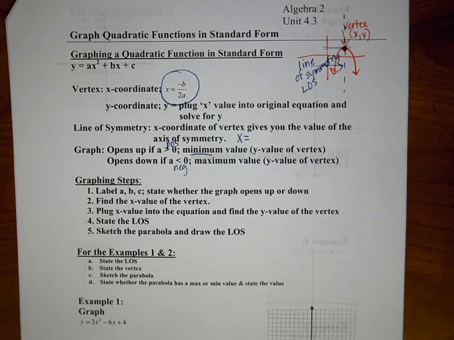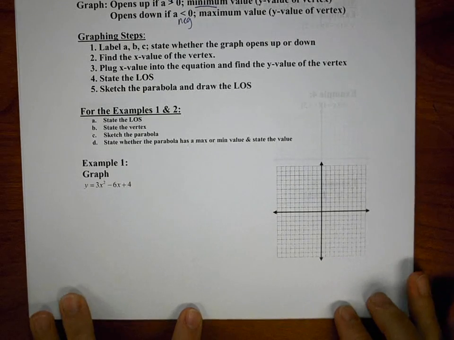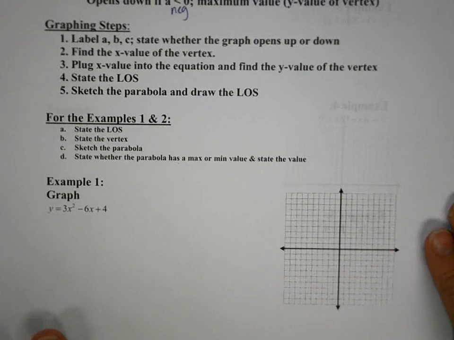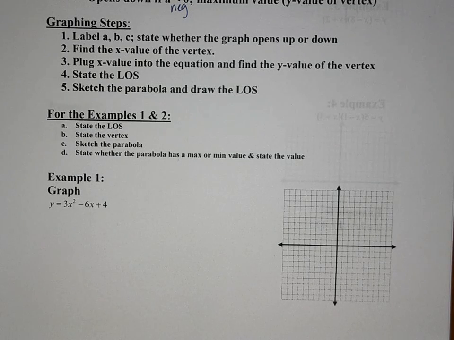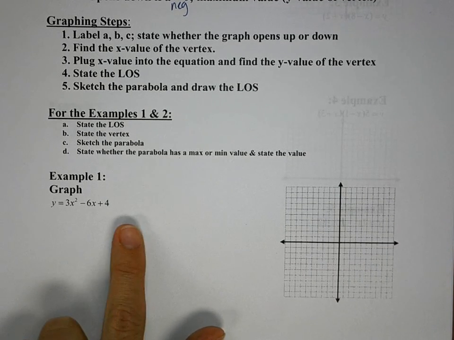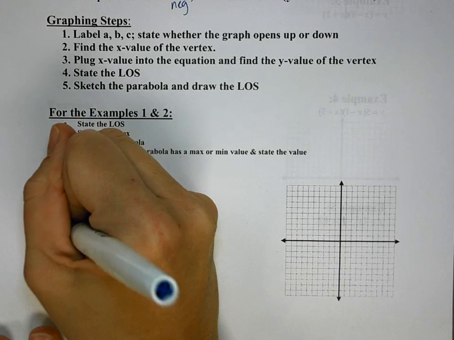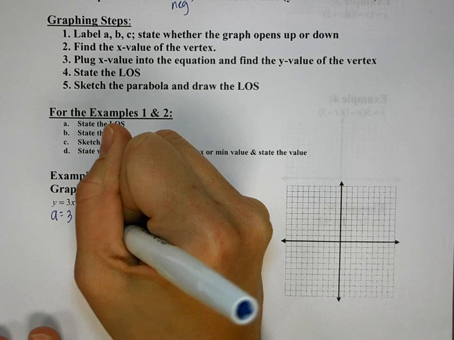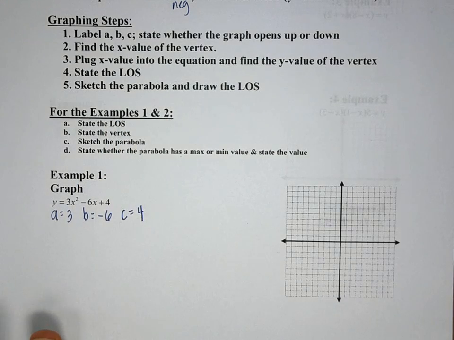So we have steps for graphing. They're all labeled out here, and we're just going to go through each step and do our graph over here. The first thing, sorry, I'm going to make that a little bigger. The first thing is label your a, b, and c value. Make sure everything's in descending order, and your a is always with your x squared. So what is my a value? 3. My b value is negative 6, and my c value is 4.